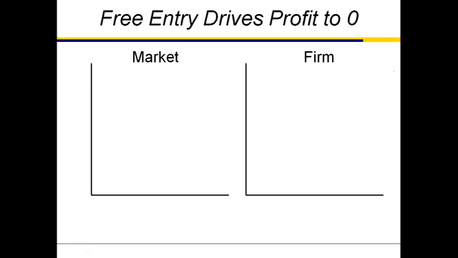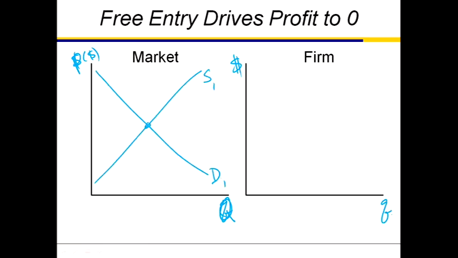Free entry drives profit to zero, so you should be able to draw this graph. So let's see. Prices on the vertical for the market, which are measured in dollars, quantity on the horizontal. Dollars for the firm on the vertical, quantity on the horizontal for the firm. Initial downward sloping demand, D1. Initial upward sloping supply, S1. Gives us some initial price, P1, which determines the marginal revenue for the firm. It's a perfectly competitive industry, so it's a horizontal marginal revenue curve, with a marginal cost curve on there.